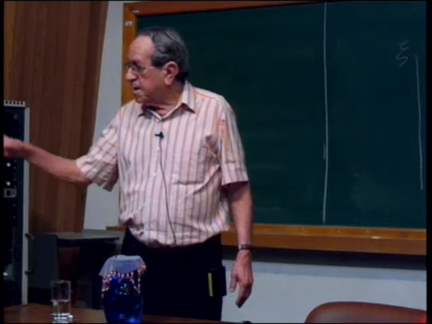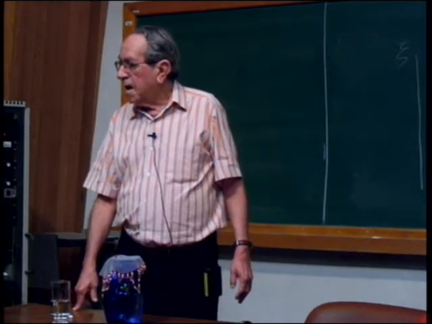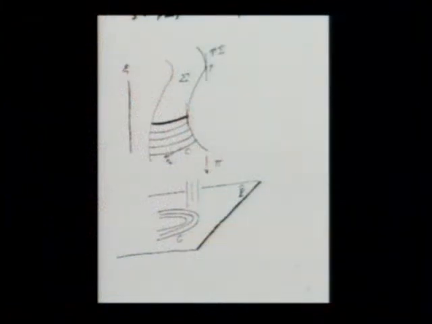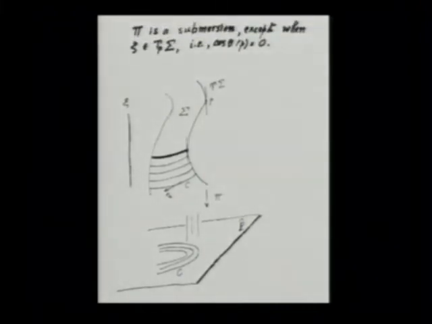The crucial point is that this projection, the submersion, restricted to the surface, is a local diffeomorphism except at the points where cosine theta is 0. That's where the tangent space contains the direction xc. But this only happens where cosine theta is 0, and cosine theta is an analytic function.